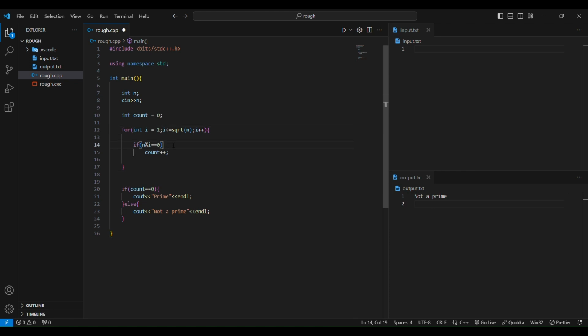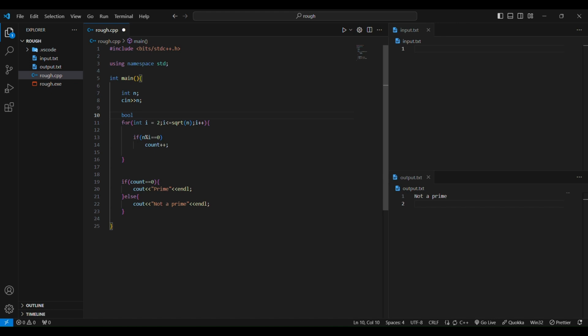And if there is any factor, the count will get increased. Otherwise, I can do one thing. I can just replace this with a bool, let's say isPrime. First of all, it is true, but when it encounters some factor, isPrime will become false, right? So we will just check here if isPrime is true or not. If it is true, print it's prime. If it is not, it's not a prime.